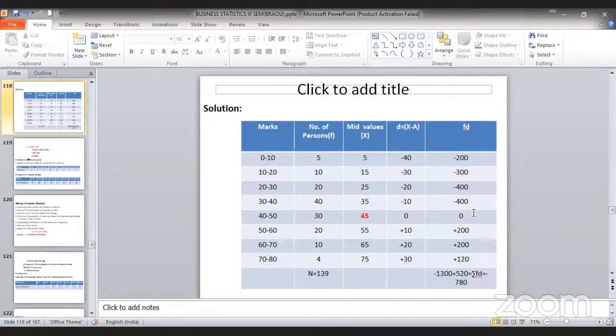So first you have to add all the minus values. So minus values, I got the minus 1300. And when I added the plus values, it is a plus 520. So which value is more? Minus value is more. So that's why we get the minus 780. Take the screenshot fast.